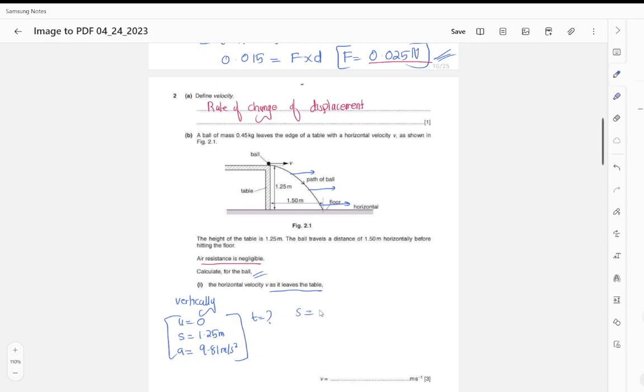So S is equal to UT plus half AT square. So UT would become 0. So 1.25 is equal to half into 9.81 multiplied by T square. So this is going to be T squared. And let's just find it out.